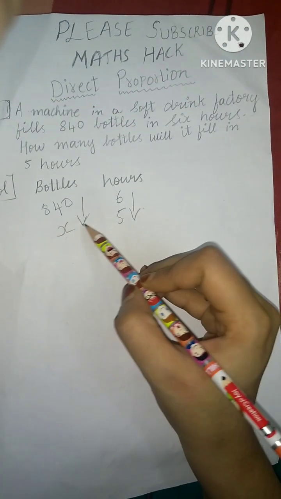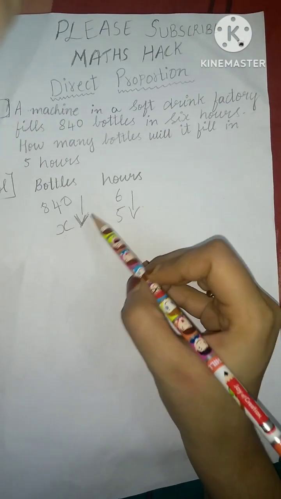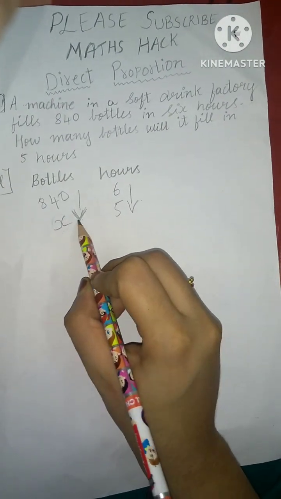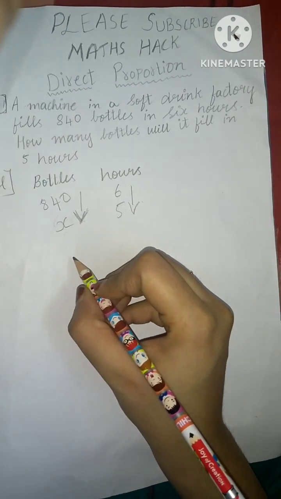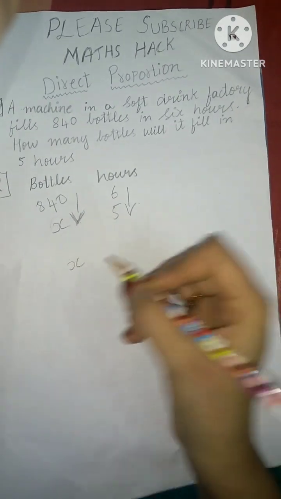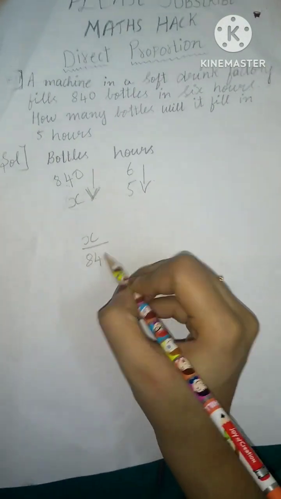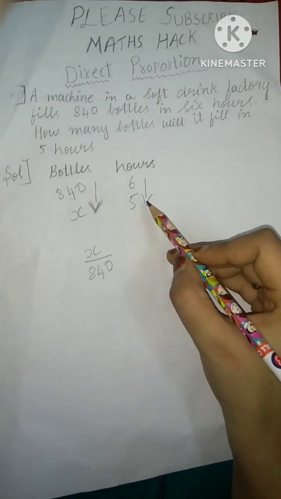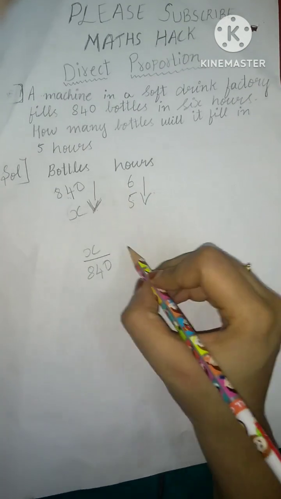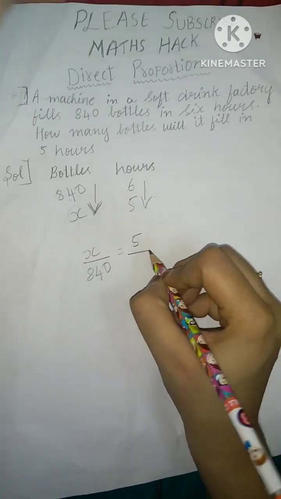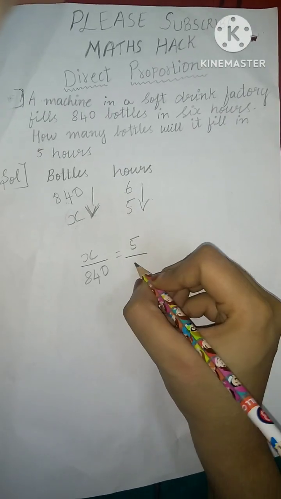Now always the head of the arrow number will be in the numerator. So here the head of the arrow is X, right? We will write X here. By this, 840 will come in the denominator. Here the head of the arrow is 5, right? So that will come in the numerator place, and this will come in the denominator. What is the number? 6.